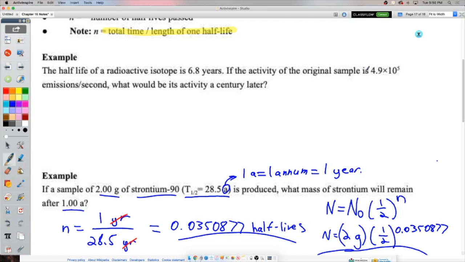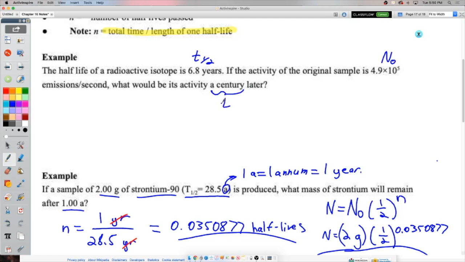Okay, so just going through those few examples that I didn't do in the theory video, in case you're looking for more work with this. The half-life of a radioactive isotope is 6.8 years. So that is, we call it T1/2, the half-life. If the activity of the original sample is 4.9 times 10 to the 5 emissions per second, so what is that? That's N0, right? What would be its activity a century later?